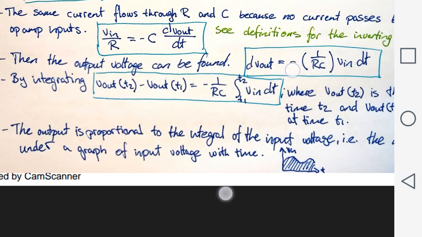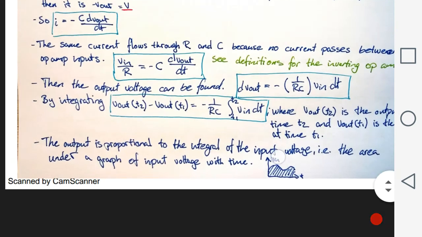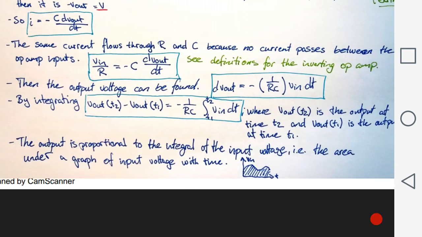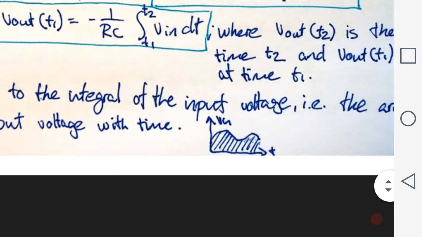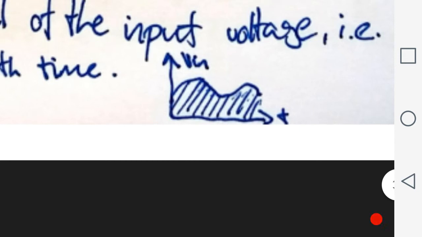And you can say that the output is proportional to the integral of the input voltage. That is the area under a graph of input voltage with time. It would be drawn like this, where you have the input voltage on the y-axis and the time on the x-axis.